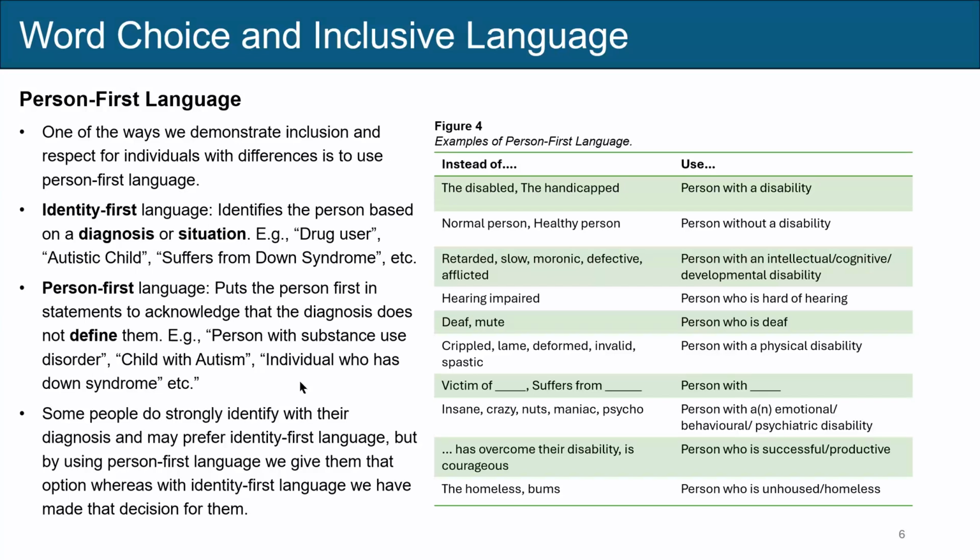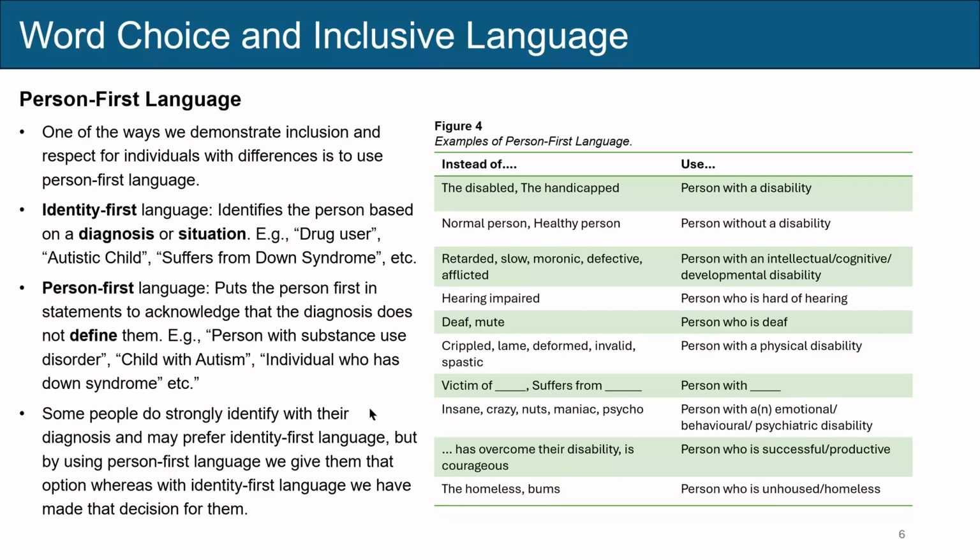There are some individuals who do very strongly identify with their diagnoses. So, for example, I have a friend who has autism and she just calls herself autistic because it pervades so many parts of her life. However, we always want to give people the option. So, by using person-first language instead of identity-first, we are using language that shows that respect towards individuals.